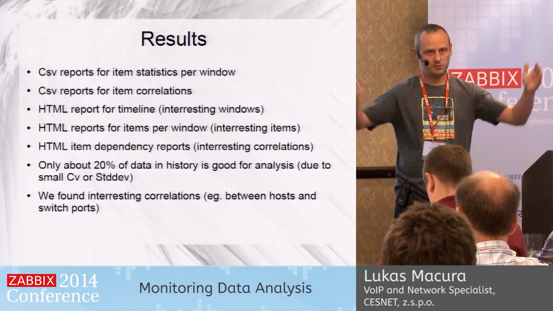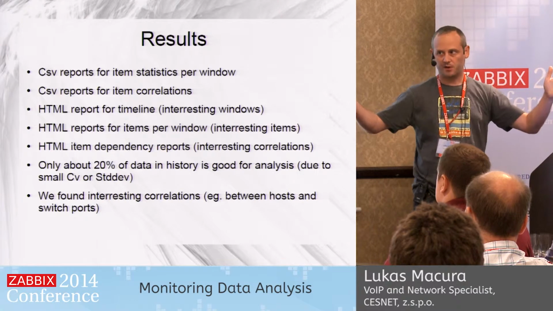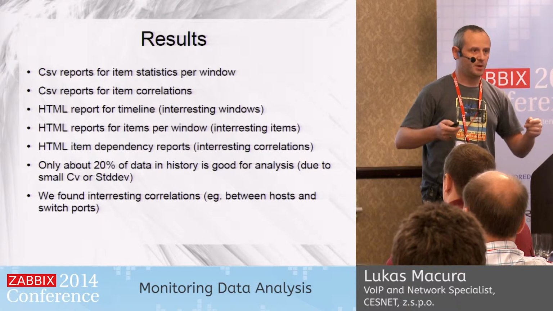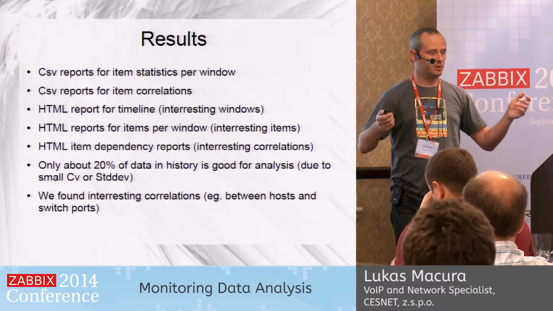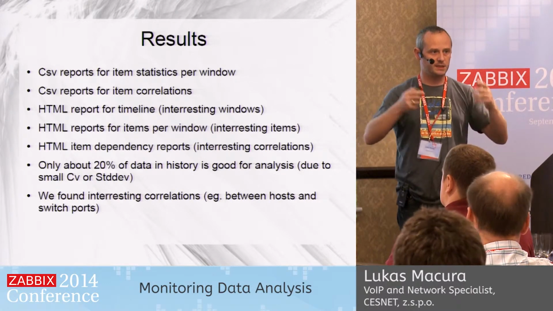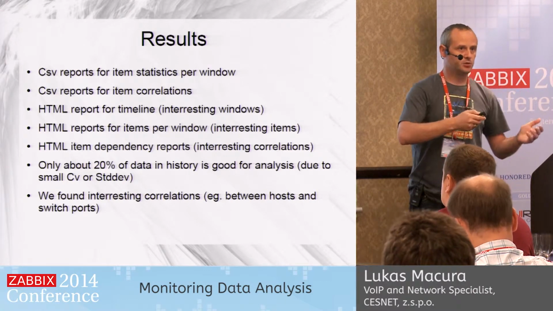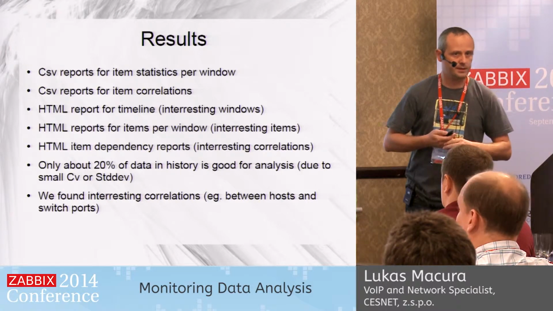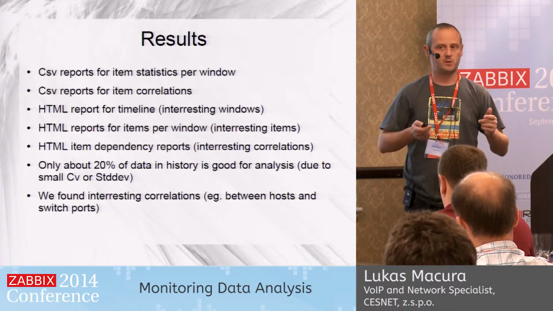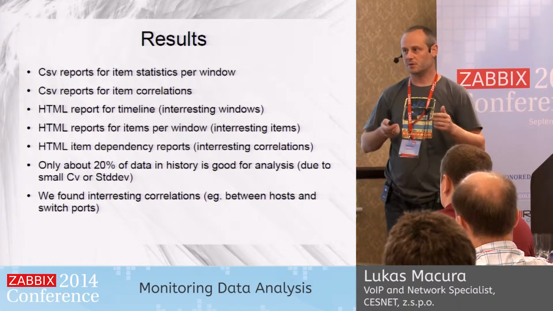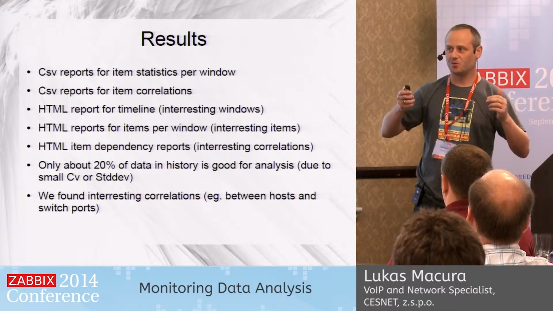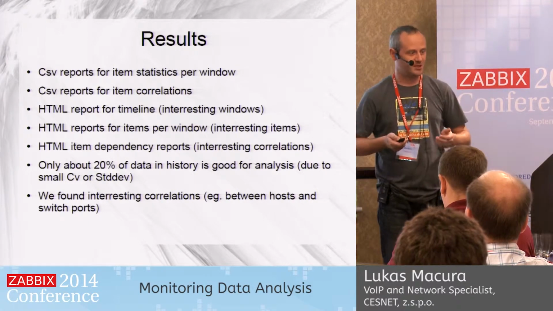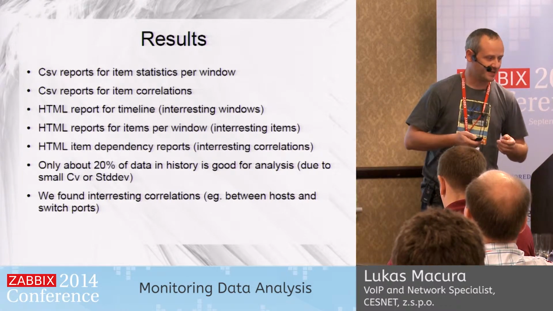HTML report for timeline, so you see the time windows and what's there. HTML report for item stat window, it means one window and what's inside, which items were chosen for analysis, which were not. Now I am working on HTML dependency reports, but my problem, I am not a graphician. I am a technician who can do something with data, but graphical representation for me is a problem, so I am still working on it.